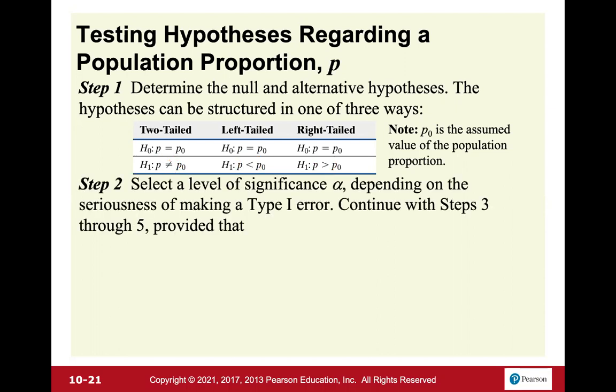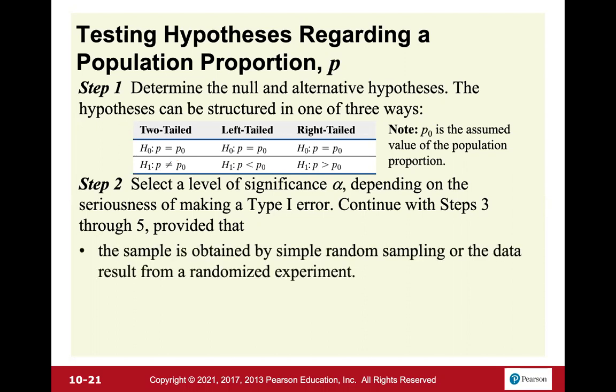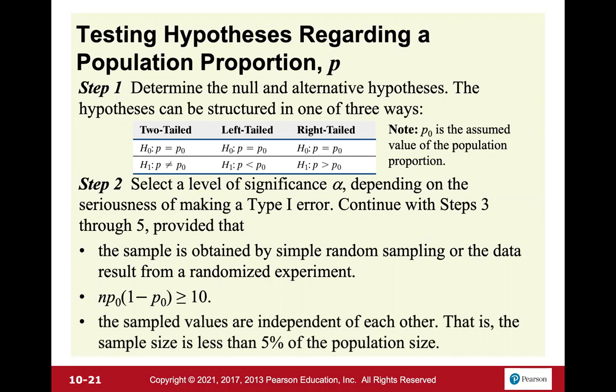Step 2, select a level of significance alpha, depending on the seriousness of making a type 1 error. Continue with step 3 through step 5, provided that the sample is obtained from simple random sampling or data results from a randomized experiment, that the product of the sample size, p hat, and 1 minus p hat, the product of all three of those, is greater than or equal to 10, and that these sampled values are independent of each other. So that is that the sample size is less than 5% of the population.